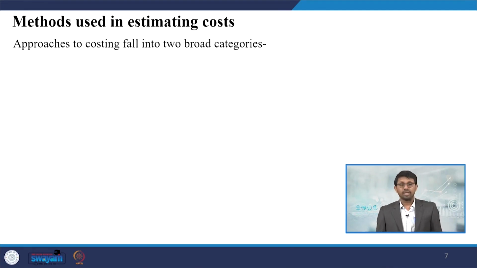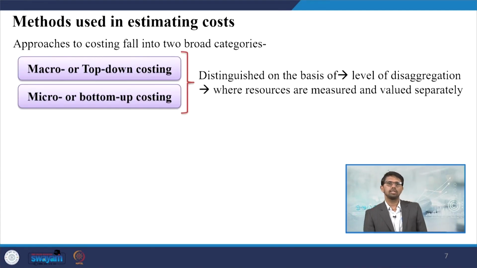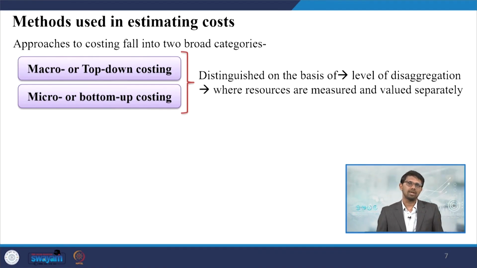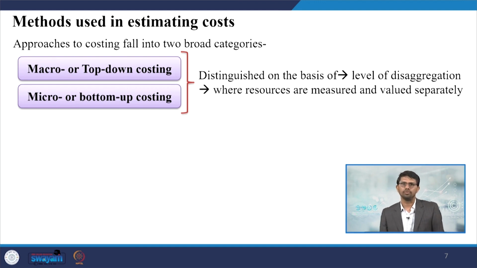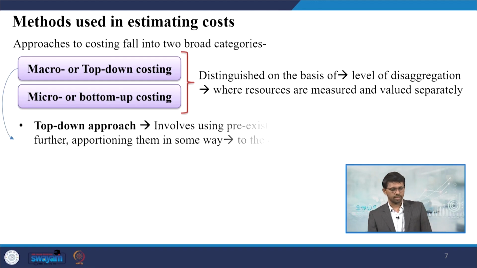Coming to the different methods of estimating cost, broadly this falls into two categories: one is macro, and the other is micro. When we have some aggregated information, we come down, and that is called the top down costing method. When we have micro information, we go by the reverse approach, and in ascending format we find out the gross reality. So micro largely follows bottom up costing, and the main distinction between the two is their level of disaggregation, where resources are measured and valued separately.